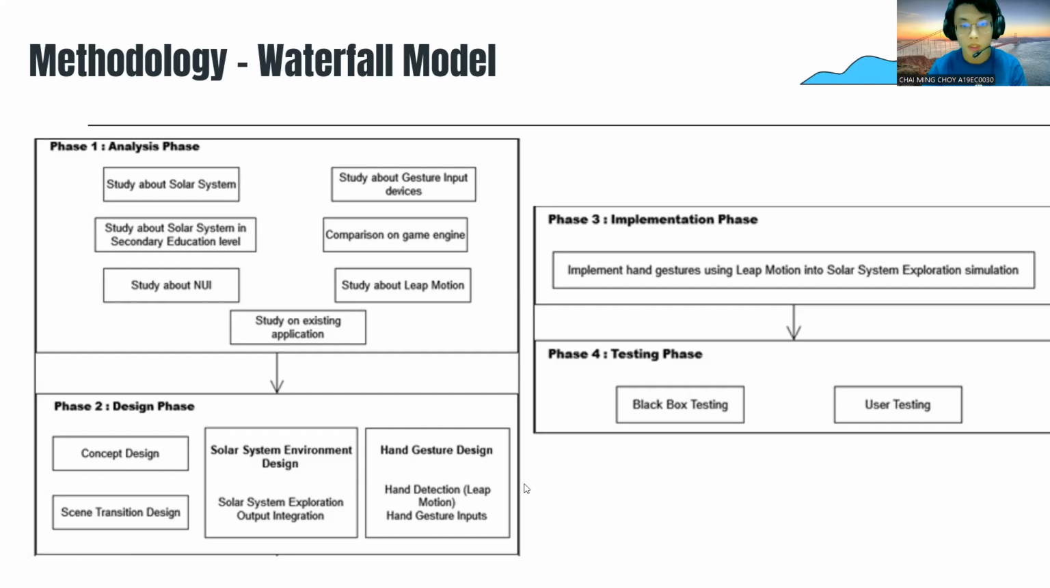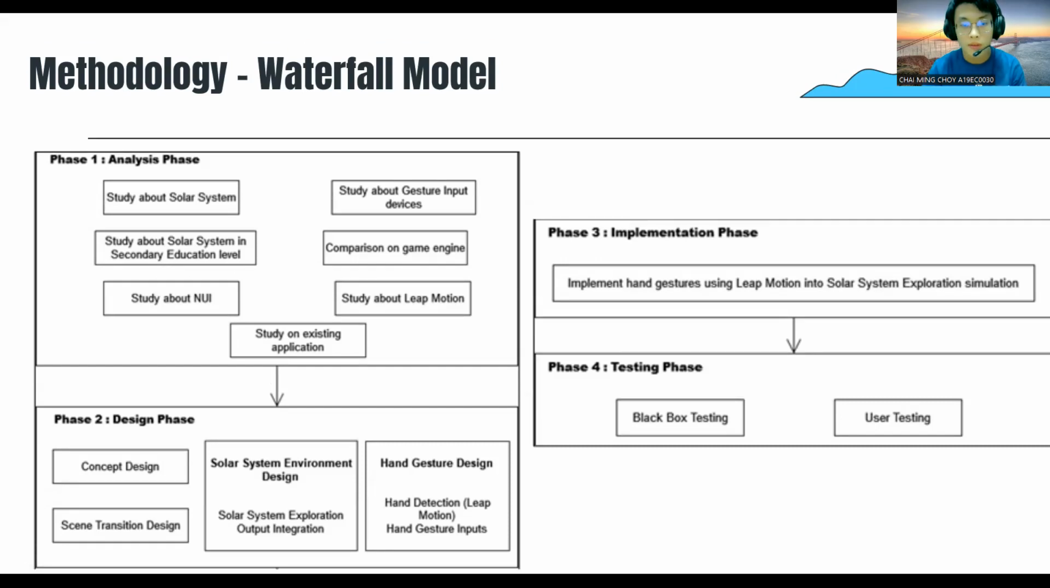For the waterfall model, there are four main phases as shown in the figure. This project is delivered in a sequential order and the phases cannot intersect with each other. The four phases are the analysis phase, design phase, implementation phase, and also the testing phase.